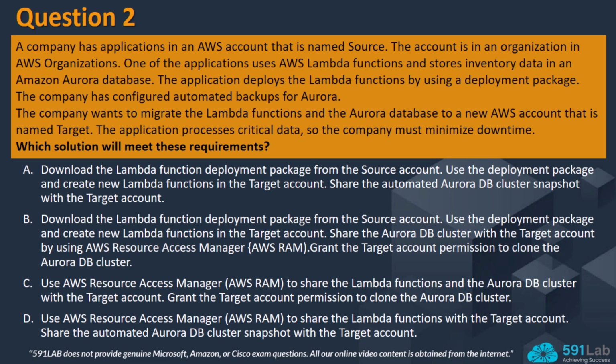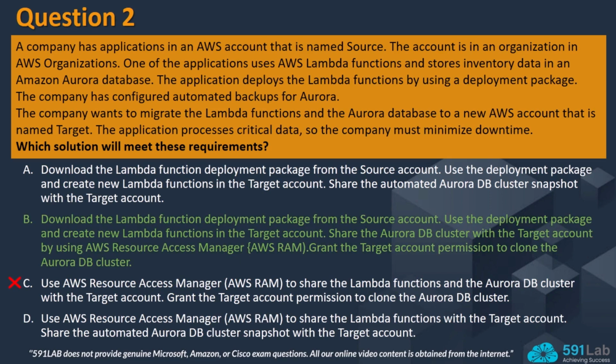After reviewing the options, it appears that options B and C are most suitable for meeting the company's requirement. Both options involve sharing the Lambda functions and the Aurora DB cluster with the target account, ensuring a seamless migration while minimizing downtime. However, option B specifically mentions granting permission to clone the Aurora DB cluster, which directly facilitates the migration process. Therefore, option B is likely the correct solution.